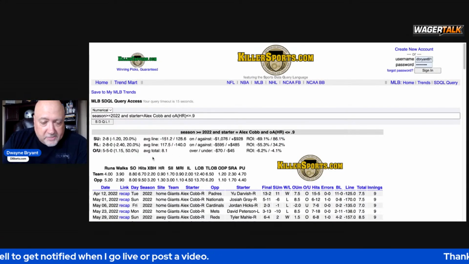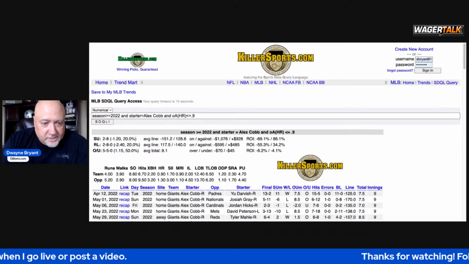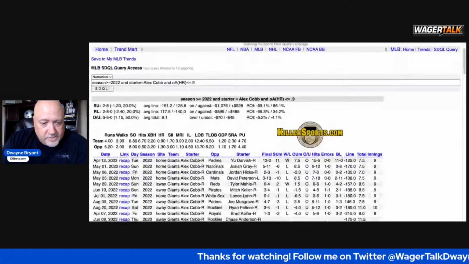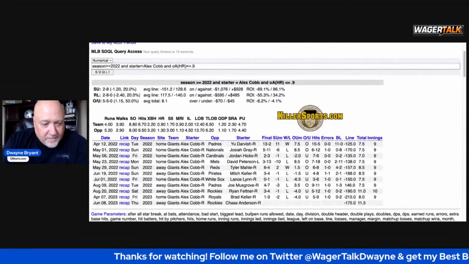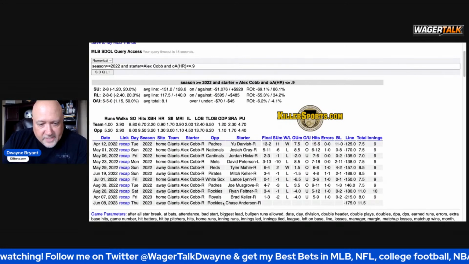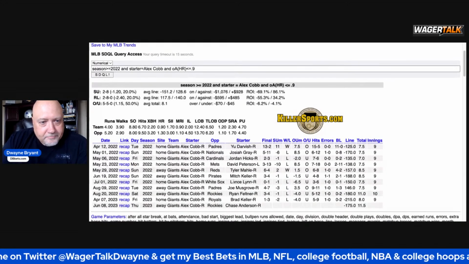So in baseball especially, it's not about the wins and losses. It's about that ROI there at 86.1% fade. You can see here at the bottom, it is active today as Cobb and the Giants are visiting the Rockies.